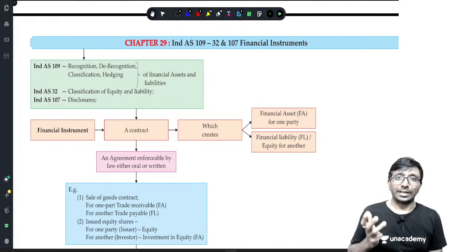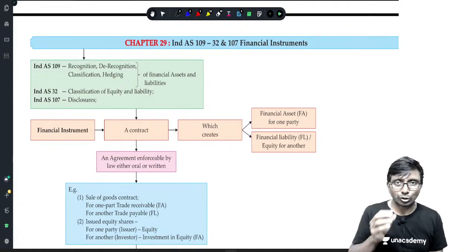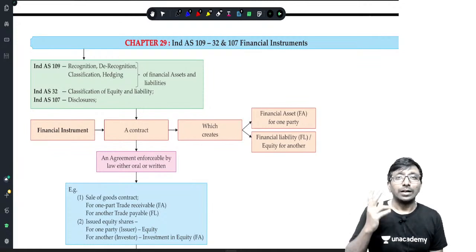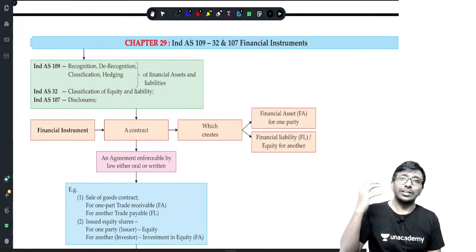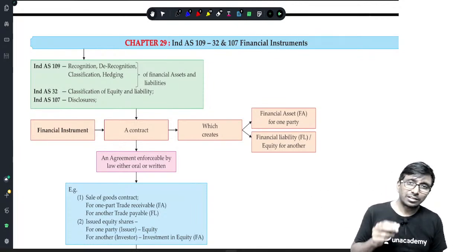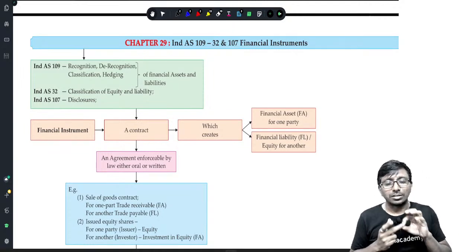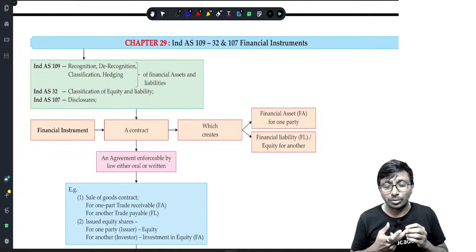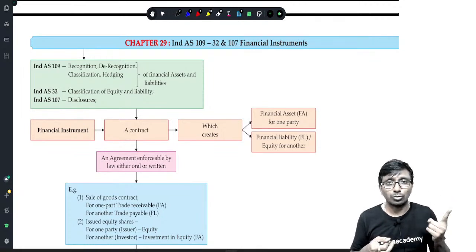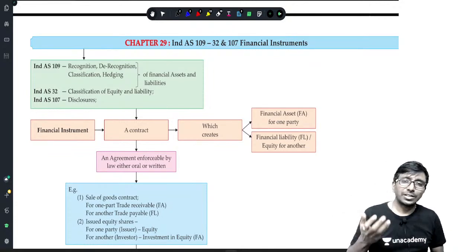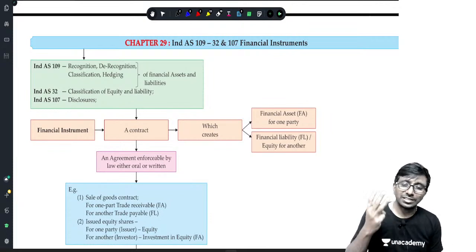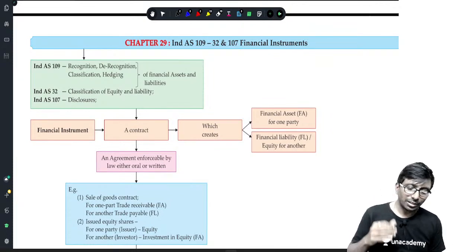So what is a financial instrument? A financial instrument is a contract. When I say contract, there should be contractual enforceability, and two parties must be there. It gives rise to a financial asset for one party, and a financial liability or equity for another party. What is a financial asset, what is a financial liability, and what is equity? We are supposed to look at these three new terms.